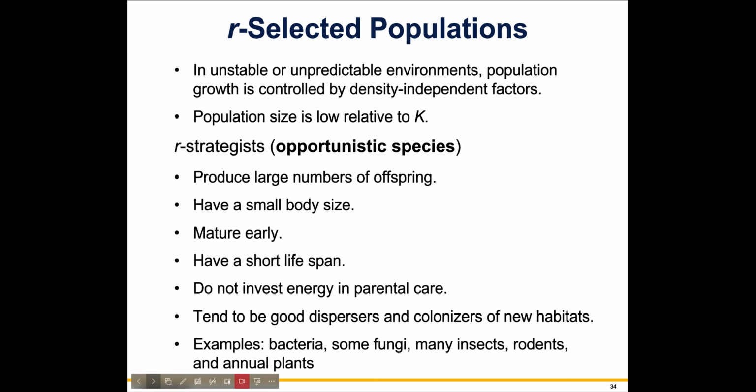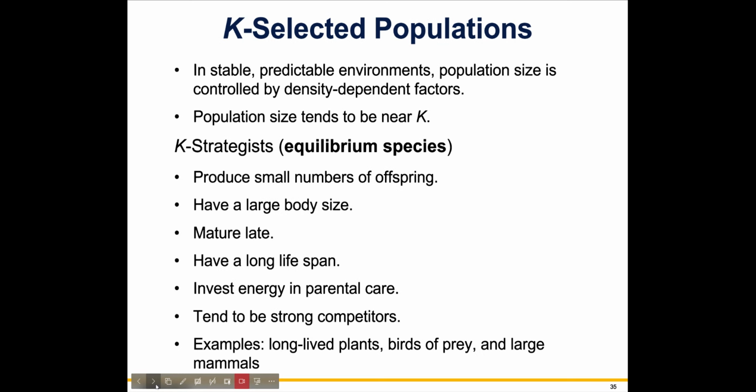And in general, if we're trying to give a concrete example, that's going to be things like bacteria and fungus and insects and rodents and a lot of annual plants, like the ones you have to buy every year to be able to have them grow in your garden.